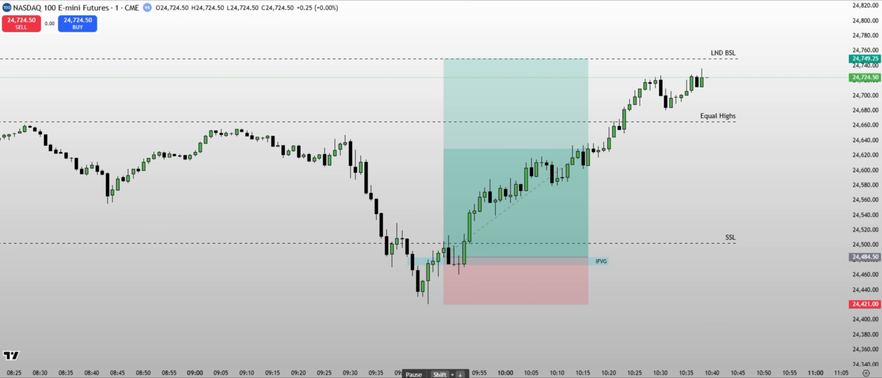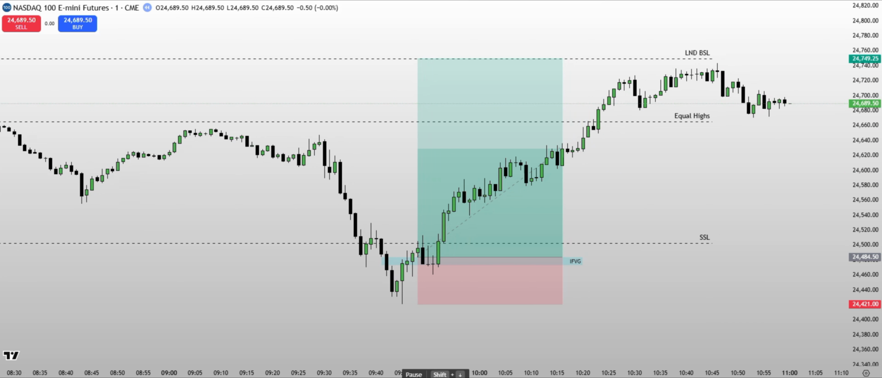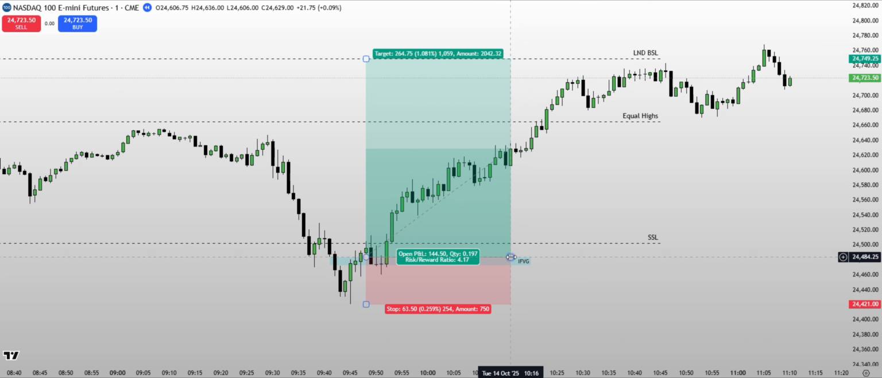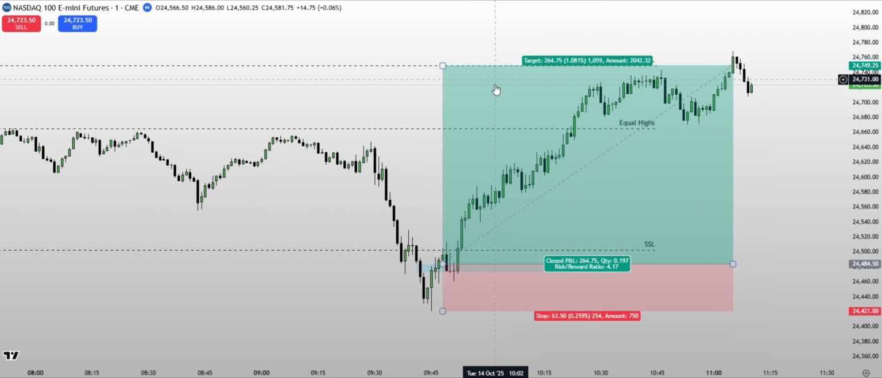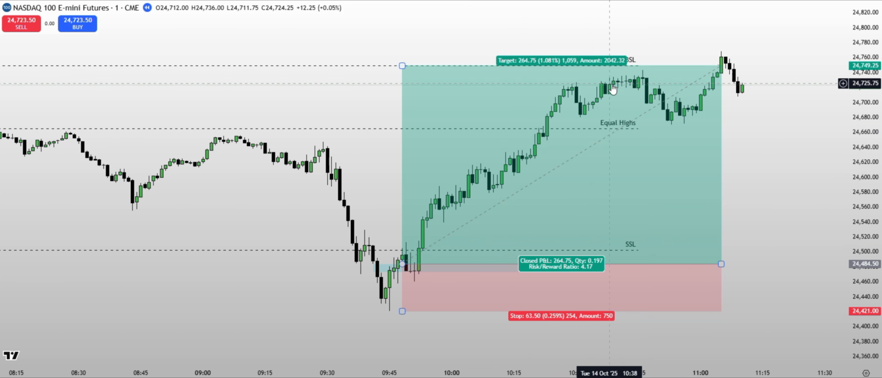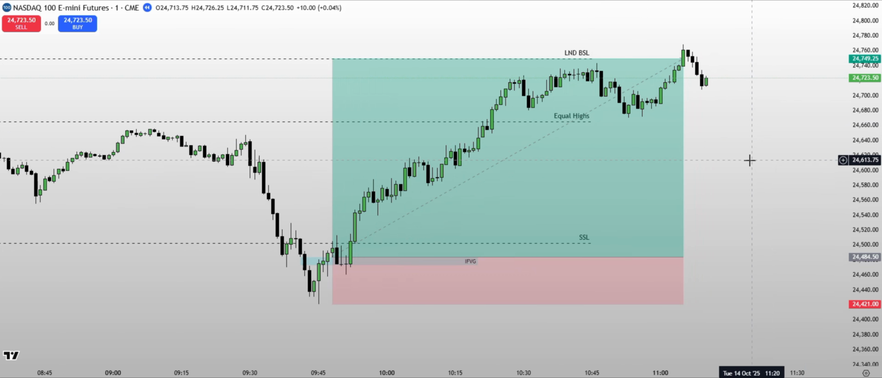There's TP1. And there's full TP right there. So just like that, we get a 265 point move, equal highs taken first, and then the London highs as well. This is how you spot those highly likely reversals.